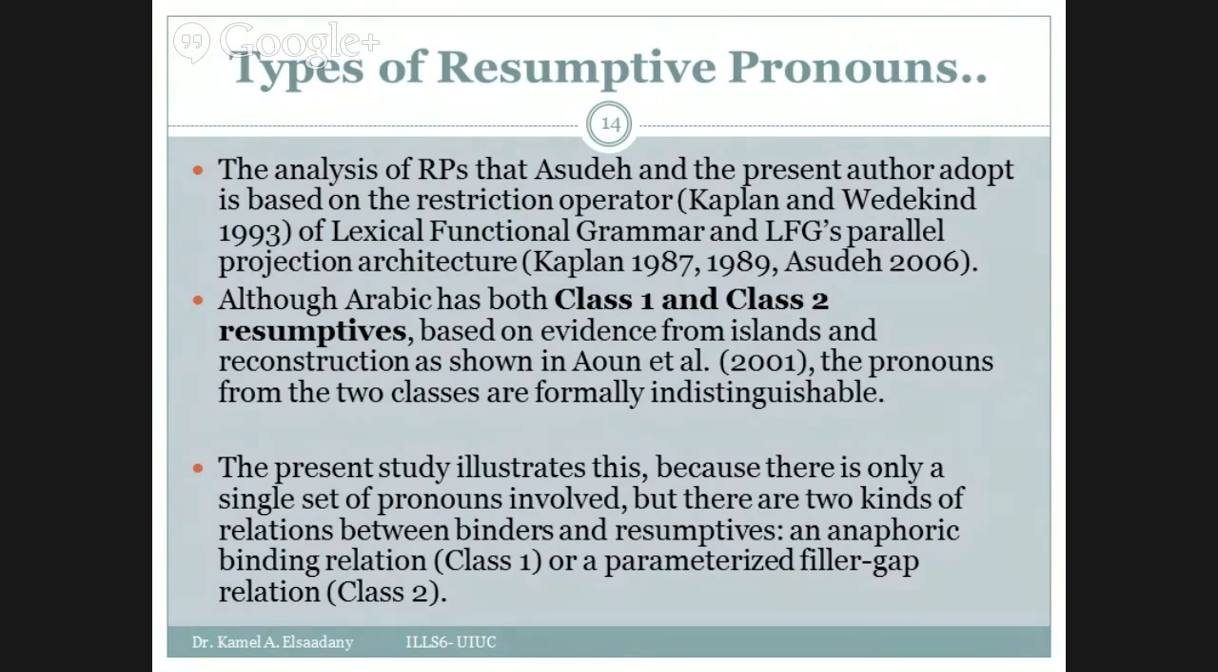So let's go to Arabic then. Arabic has both class 1 and class 2 resumptives, if you remember, and of course they are grammatical. Based on the evidence from islands and reconstruction as shown in Aoun et al. 2001, the pronouns from the two classes are formally indistinguishable. So here we will present some accounting for these two, which makes a lot of problems, by the way, for any theory of resumption that will account for these.